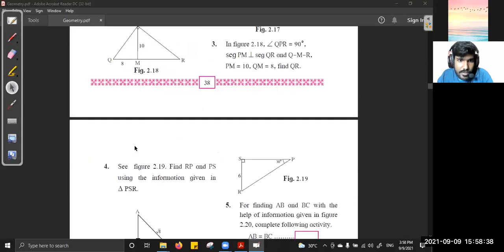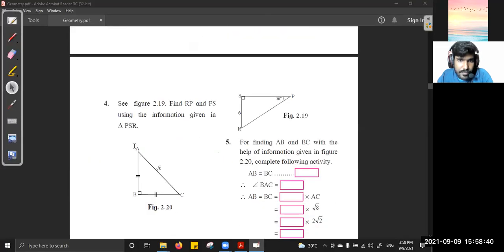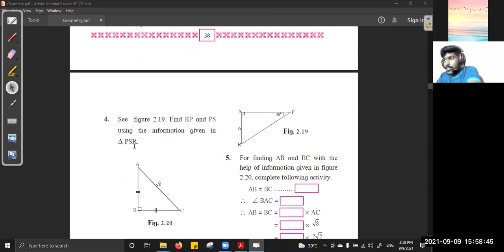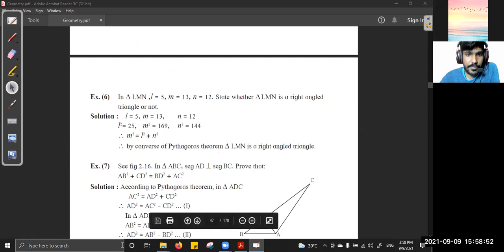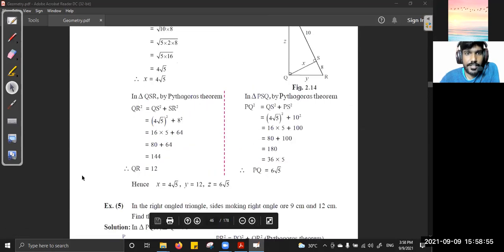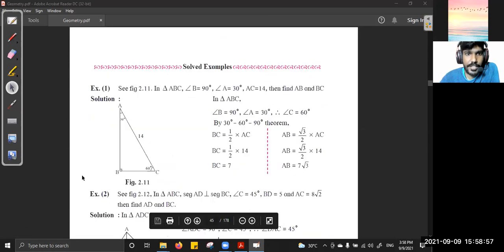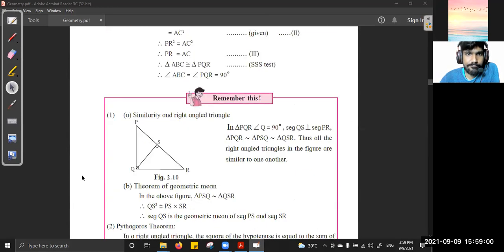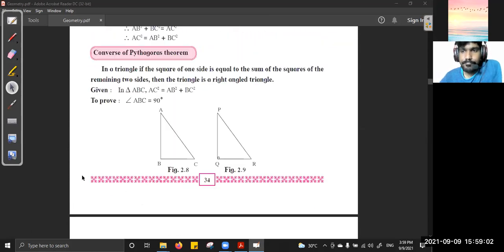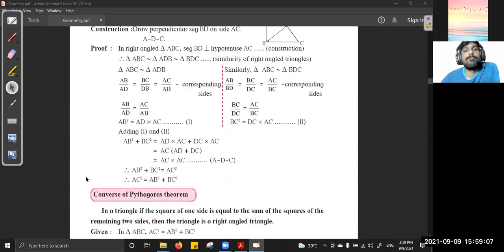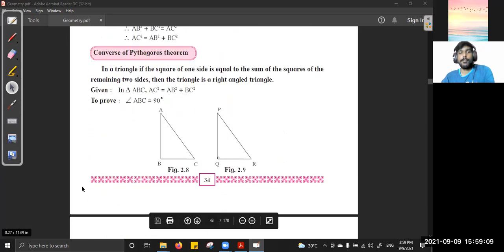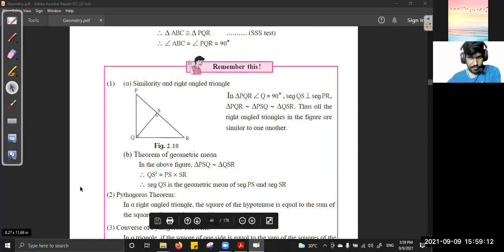That was the third one. Let's do the activity after the fourth one. For the activity, we need two theorems. One is the 30, 60, 90 theorem, another is the 45, 45, 90 degree theorem. 30, 60, 90 is just that the smallest angle, opposite to that will be the smallest length. The biggest angle, opposite to that will be the biggest length.